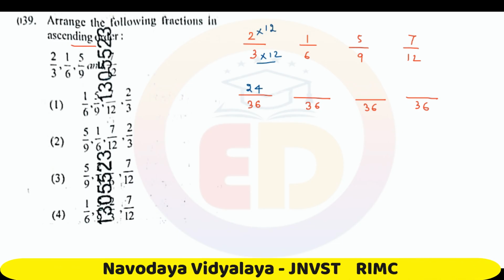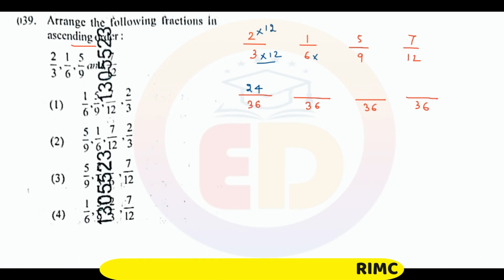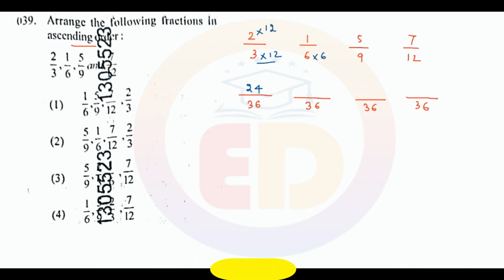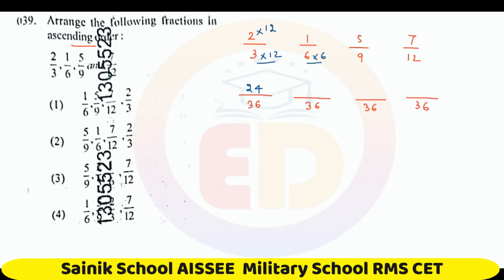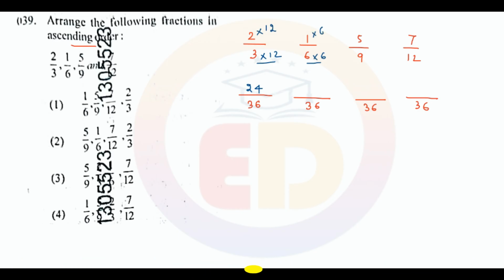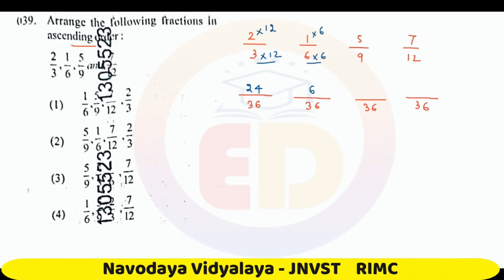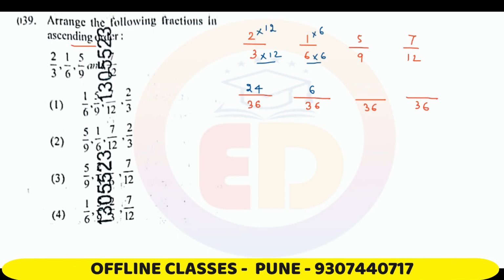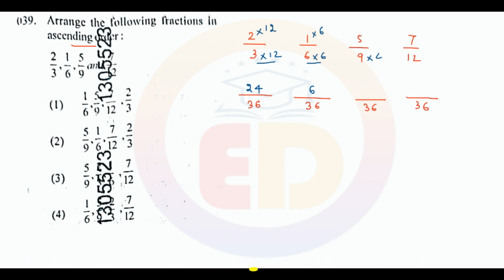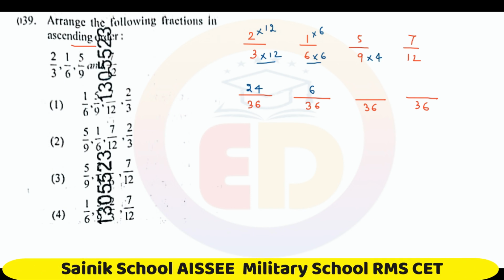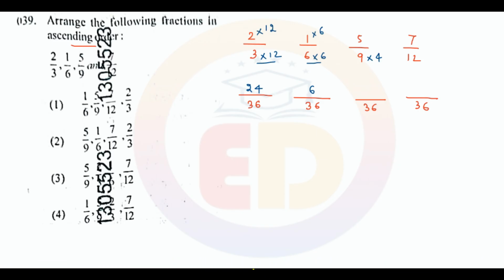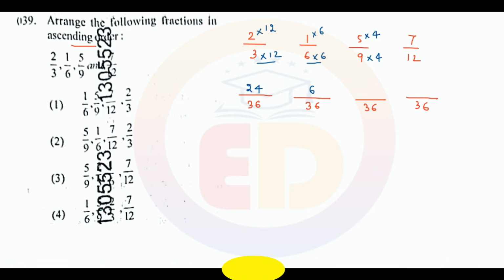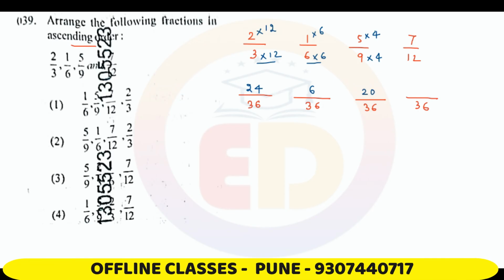Second fraction, 1 by 6. I am converting the denominator 6 to 36. If you want to convert 6 to 36, you have to multiply it by 6. And if we are multiplying the denominator by 6, then we have to multiply the numerator also by 6. So this will become 6 upon 36. Next fraction is 5 by 9. I have to convert the denominator 9 to 36, and for that we will multiply 9 by 4. And if we are multiplying the denominator 9 by 4, we will also multiply the numerator 5 by 4. It will give me 20 upon 36.